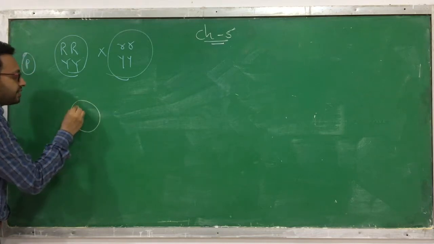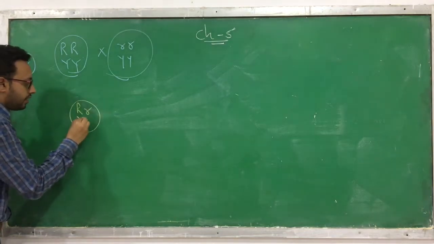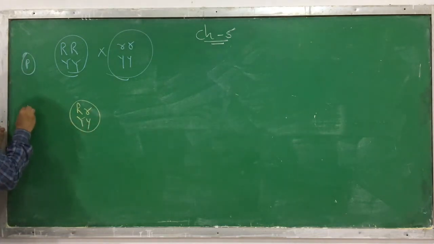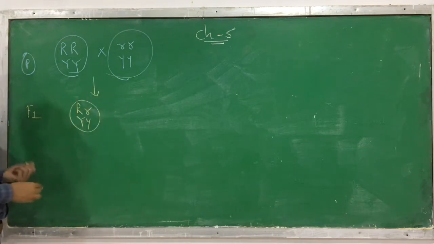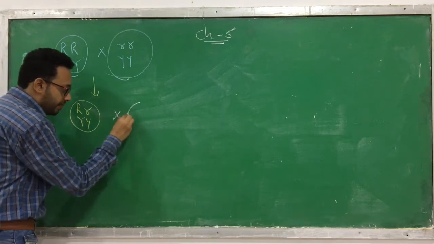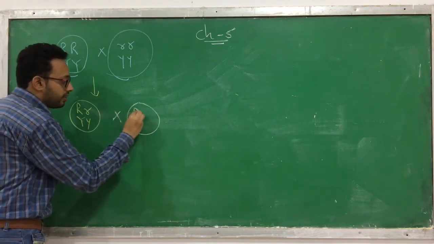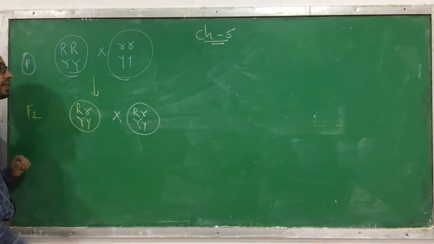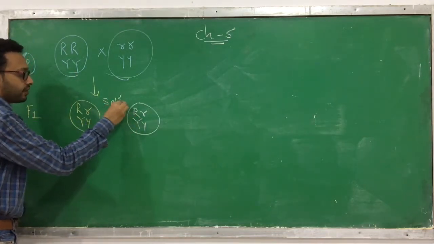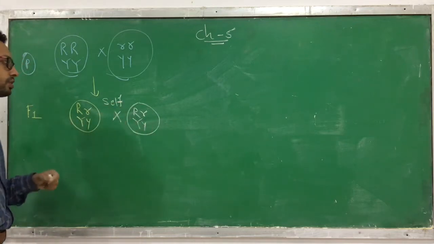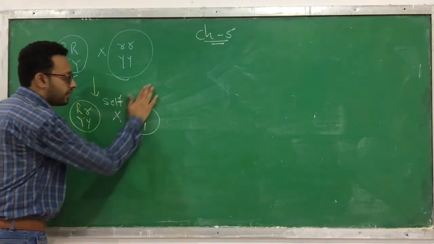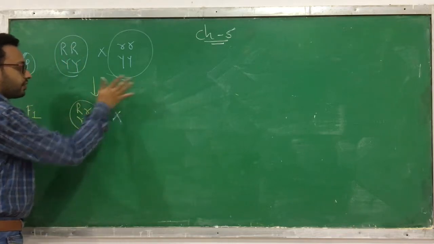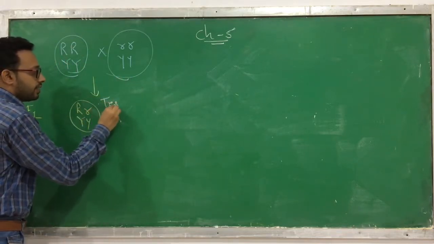This is the F1 generation: capital R, small r, capital Y, small y. This is obtained by crossing between these two. Now, according to Mendel, we would do it like this: capital R, small r, capital Y, small y, meaning we do a self-cross, where a similar generation is crossed. But now here we are performing a test cross, not a self-cross.